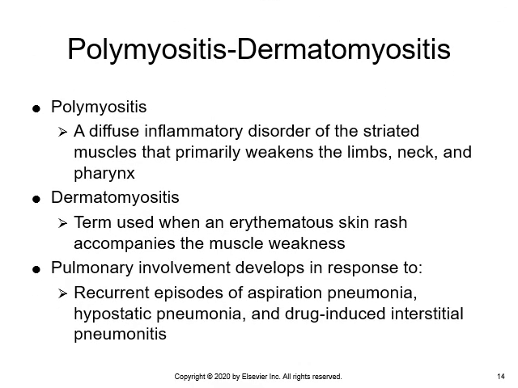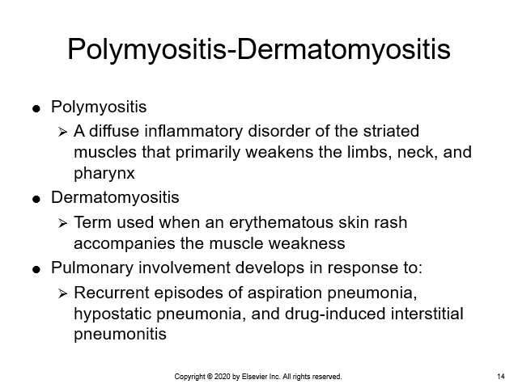Polymyositis and dermatomyositis. Polymyositis is a diffuse inflammatory disorder of the striated muscles that primarily weakens the limbs, neck, and pharynx. Dermatomyositis is a term used when erythematous skin rash accompanies the muscle weakness.